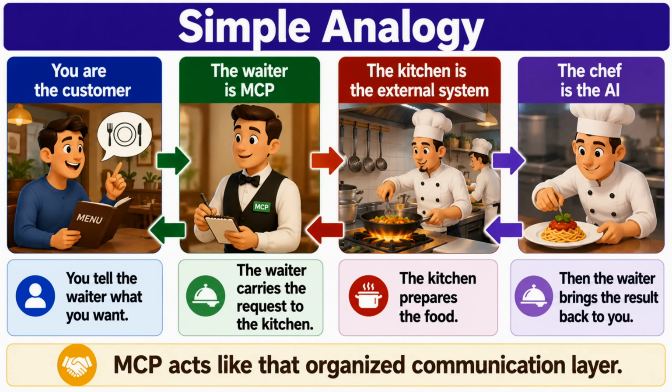Now we will see the simple analogy. Think about a restaurant. You are the customer. The waiter is MCP. The kitchen is the external system. The chef is the AI. You tell the waiter what you want. The waiter carries the request to the kitchen. The kitchen prepares the food. Then the waiter brings the result back to you. MCP acts like the organized communication layer.